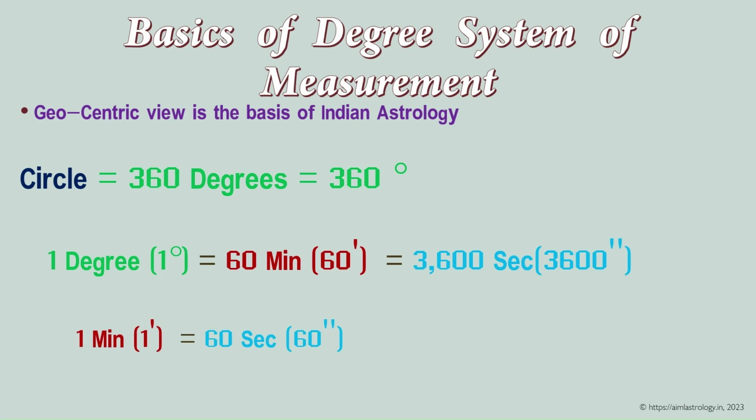If you take 1 degree, that can be broken down into 60 minutes. If you take 1 minute, that can be further broken into 60 equal parts, or 60 seconds. So 1 degree is equal to 60 minutes, which is equal to 3600 seconds. This is the basis for conversion of the degree, minute, second system to numerical degrees.